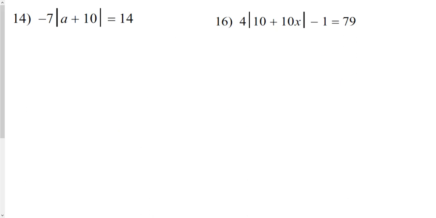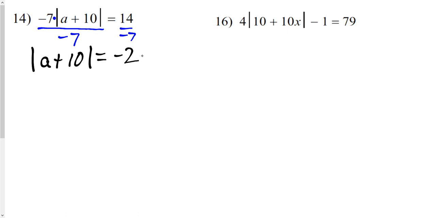The first thing we have to do is to get the absolute value by itself. So you need to think, well, what's going on between the 7 and the absolute value? And that's multiplication. So to undo multiplying by negative 7, you have to divide both sides by negative 7. And then you write out what you have.